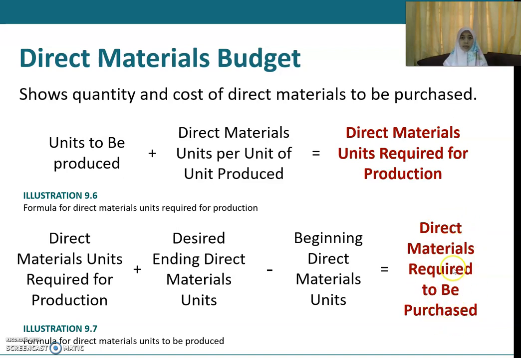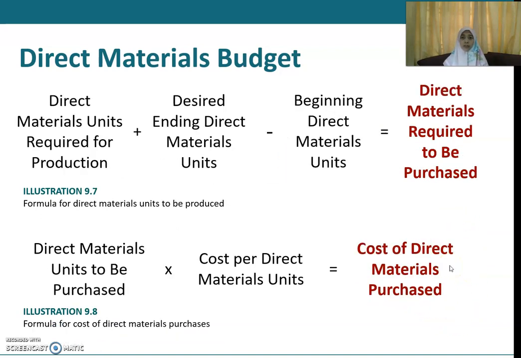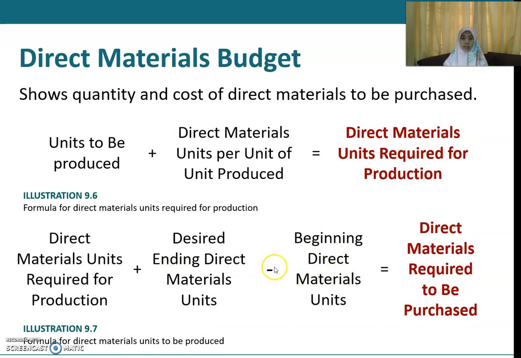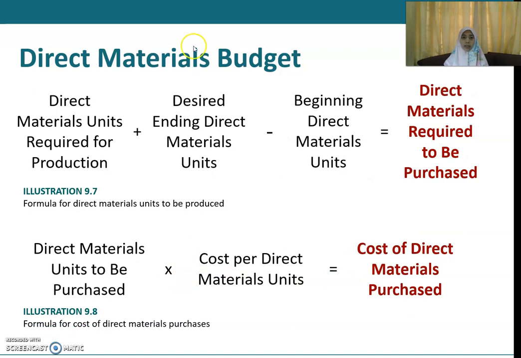Again, this one is in terms of the quantity. From that quantity, now you multiply by the cost, because you want to convert into value. So you multiply by the cost per direct material unit that you require, and you will arrive at the cost of direct materials purchased.